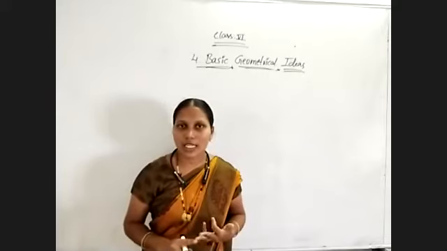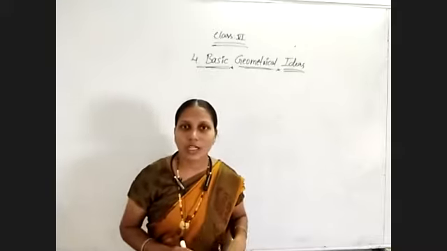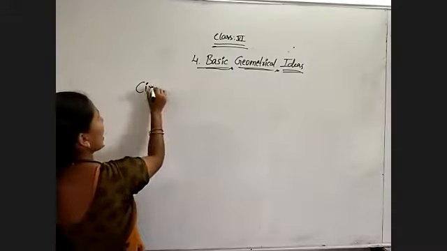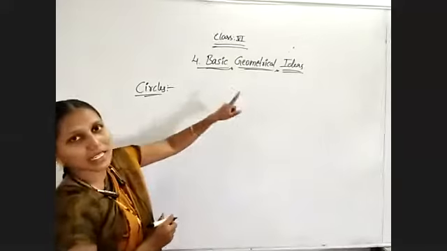Adjacent sides, opposite angles, adjacent angles, all those we have discussed in the last class. Now we are going to discuss circles. So all these are the basic geometrical shapes. That's why we have the name basic geometrical ideas.